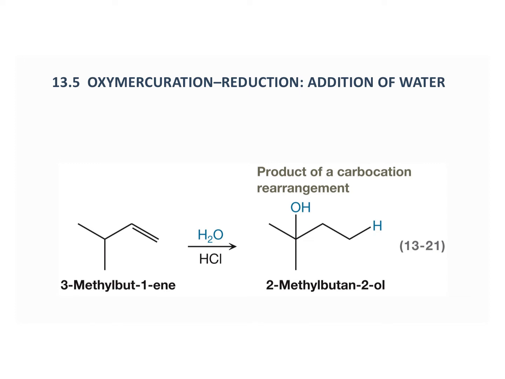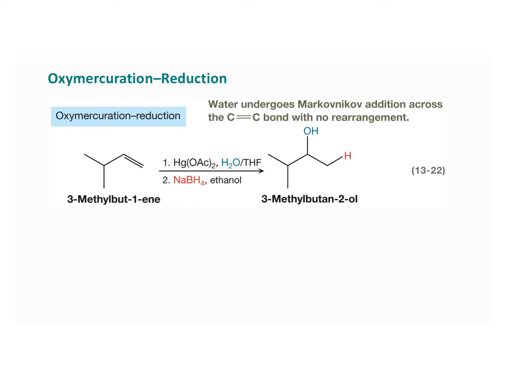There is another way to add a functional group to a molecule, and that's the oxymercuration reduction, which is also called the oxymercuration demercuration. That's an older term, to add water across a double bond. Okay. Now, here's an example of that particular reaction.